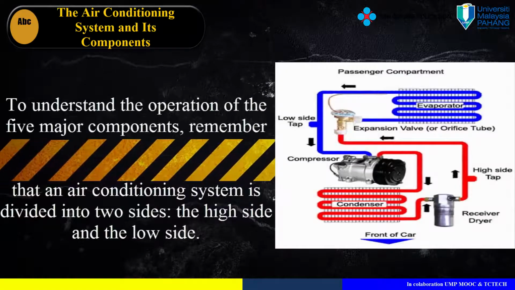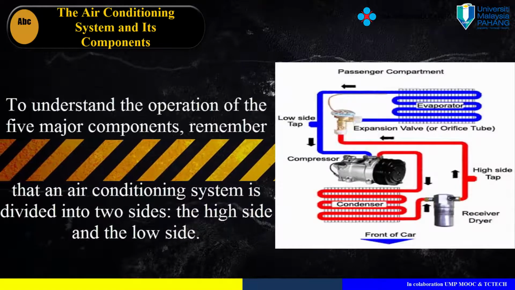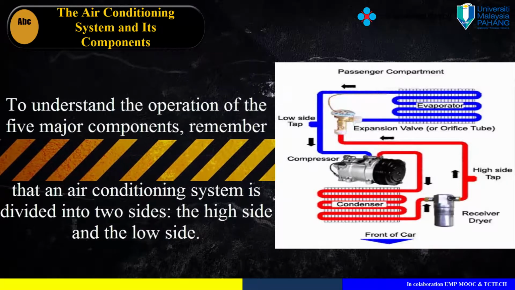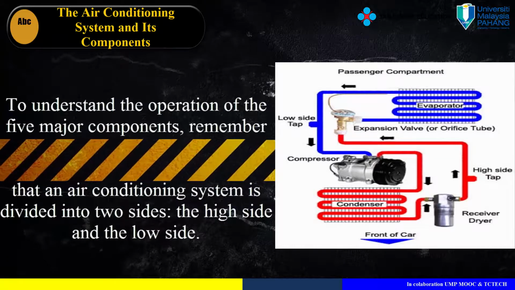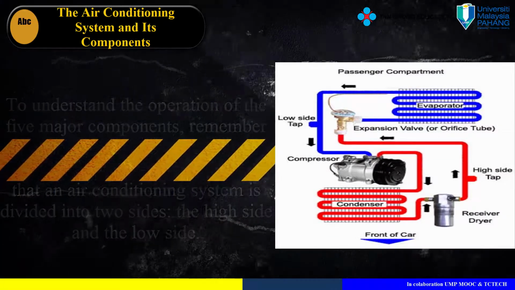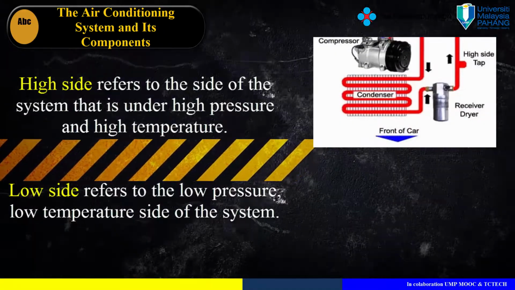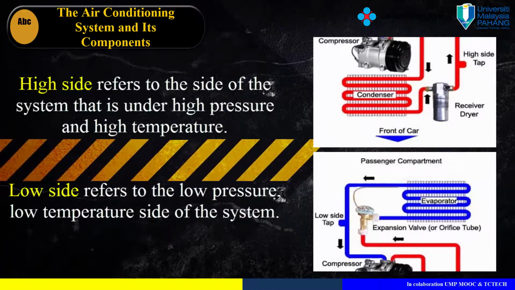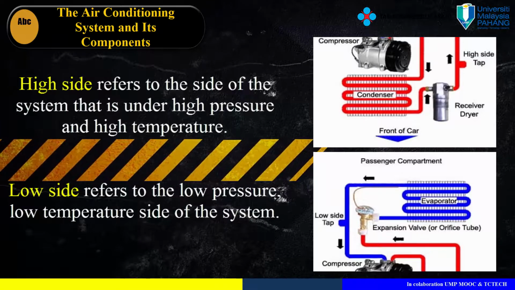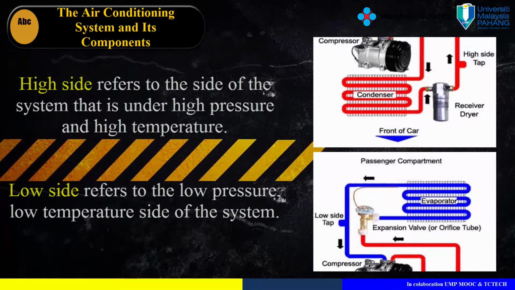To understand the operation of the 5 major components, remember that an air conditioning system is divided into 2 sides, the high side and the low side. High side refers to the side of the system that is under high pressure and high temperature. Low side refers to the low pressure, low temperature side of the system.